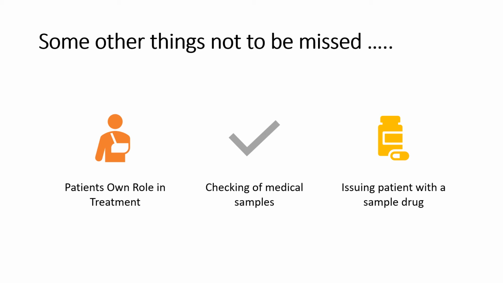Checking of medical samples. The person in charge of checking the expiry dates and rotation of any medical samples kept at the practice must ensure they are administered, supplied and disposed of in accordance with manufacturer's instructions. Issuing patients with a sample drug. Always ensure that if a GP provides a patient with a sample drug, the patient's name and address are placed on the label, which is placed on the sample, together with the instructions for administering it and the name and address of the GP providing it.